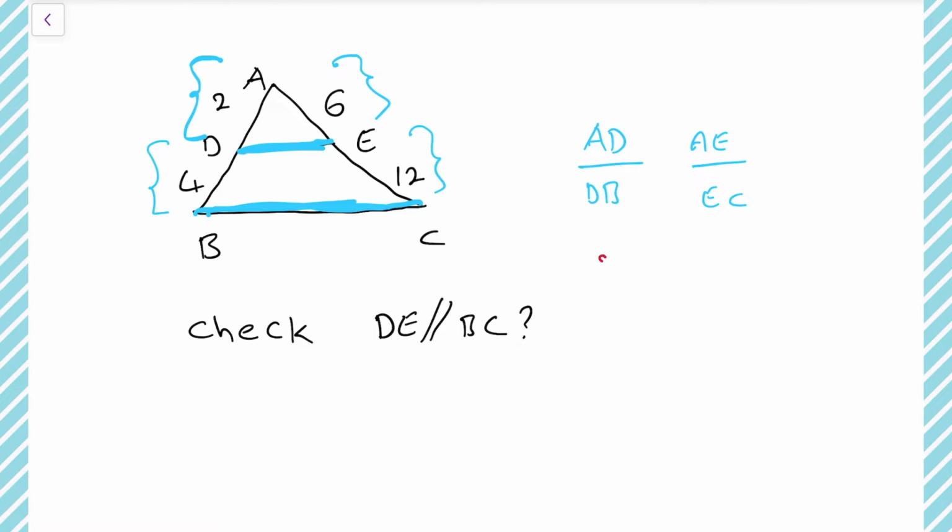AD is 2, DB is 4. If we simplify this, we will get 1/2. Next, AE is 6, EC is 12. If we simplify this further, we will get 1/2. So here we can conclude that 1/2 is equal to 1/2. So the AD by DB value is exactly equal to the AE by EC value. So we can conclude that this DE line and BC line are parallel to each other.